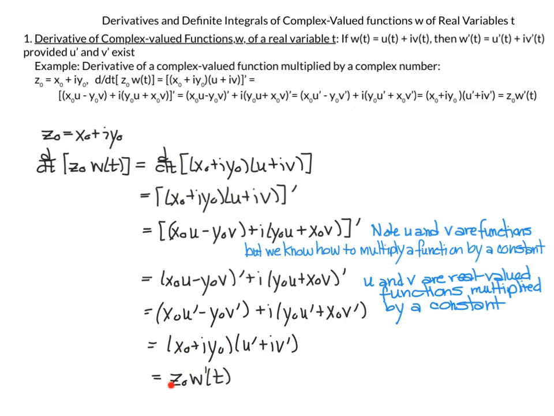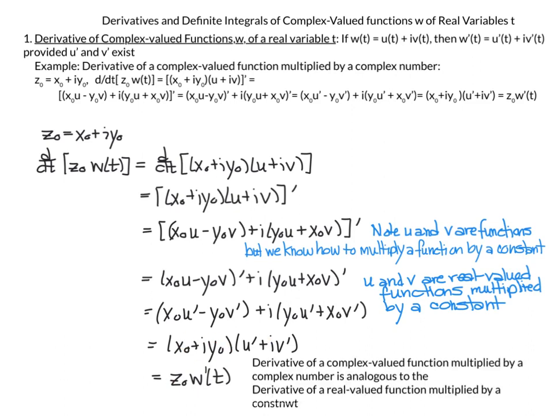So now this is z naught times w'(t), which means this result, this derivative of this complex valued function w(t) multiplied by a complex number, is totally analogous to the derivative of a real valued function multiplied by a constant. Essentially, you just multiply the constant times the derivative.